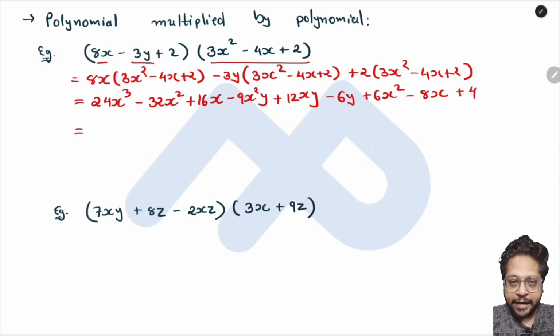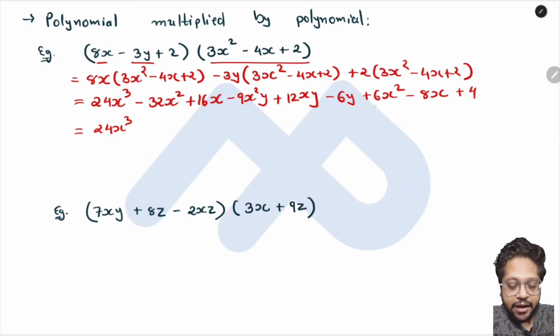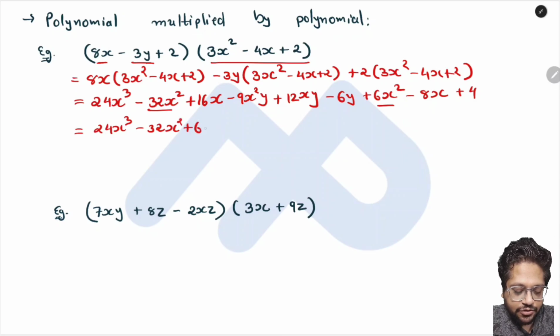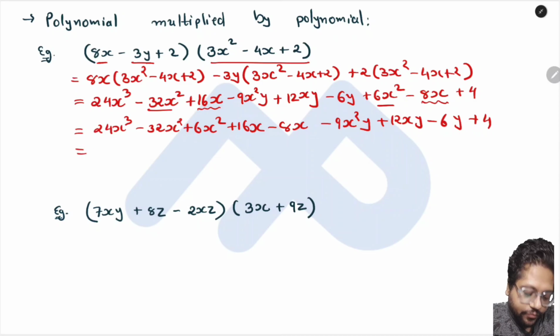Now let's bring the like terms together. This 24x cube doesn't have any like terms, so let's put it as it is. But this minus 32x square and 6x square, both are like terms, so let's bring them together. Minus 32x square plus 6x square. Similarly, the 16x and minus 8x, they are also like terms, so let's bring them together. 16x minus 8x. And yeah, I don't think there are any other like terms, so let's put the other terms as they are. Don't forget any term, sometimes if the expansion is this large, people tend to forget terms.